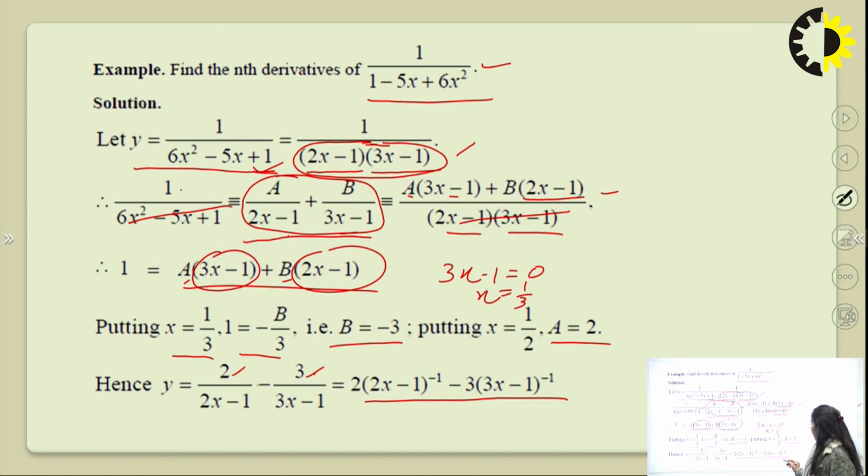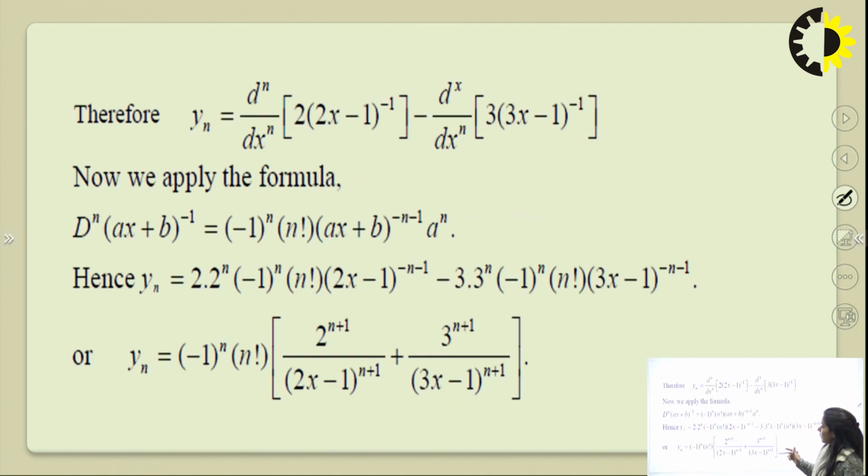So we can apply the formula of the nth derivative of (ax plus b) power minus 1, and we know that the nth derivative of (ax plus b) power minus 1 is equal to (minus 1) power n, factorial n, (ax plus b) power minus n minus 1, into a power n.